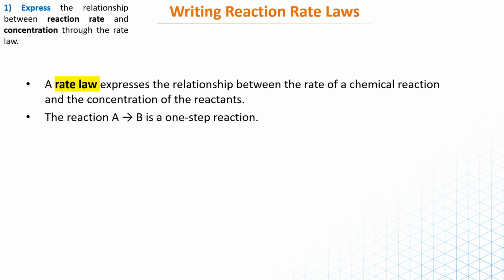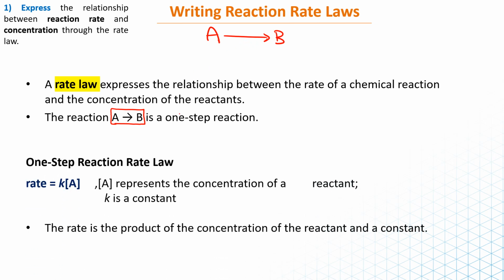Rate law, أو قانون المعدل, هو عبارة عن قانون رياضي يربط ما بين كمية المتفاعل وسرعة التفاعل. خلينا ناخذ مثال على تفاعل بسيط. This is a very simple reaction, okay? A gives me B. So if we want to write the rate equation for this reaction, it's a one-step reaction. يعني تفاعل يصير بخطوة واحدة.